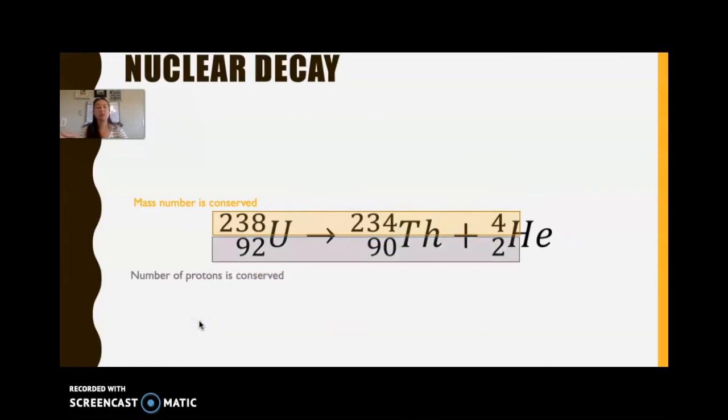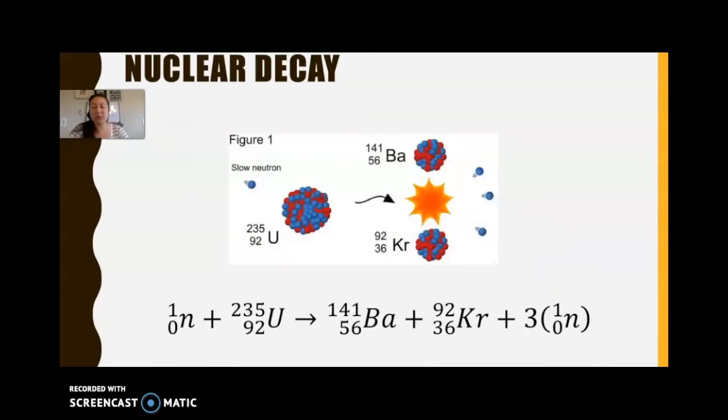Similarly, the number of protons is conserved. You can think of this as like conservation of charge. So if there are 92 protons to start and 2 get ejected, well, there's 90 left over, and that element is thorium. Those two nuclear decay properties, the conservation of mass and conservation of charge, that works for every reaction, not just alpha particles.